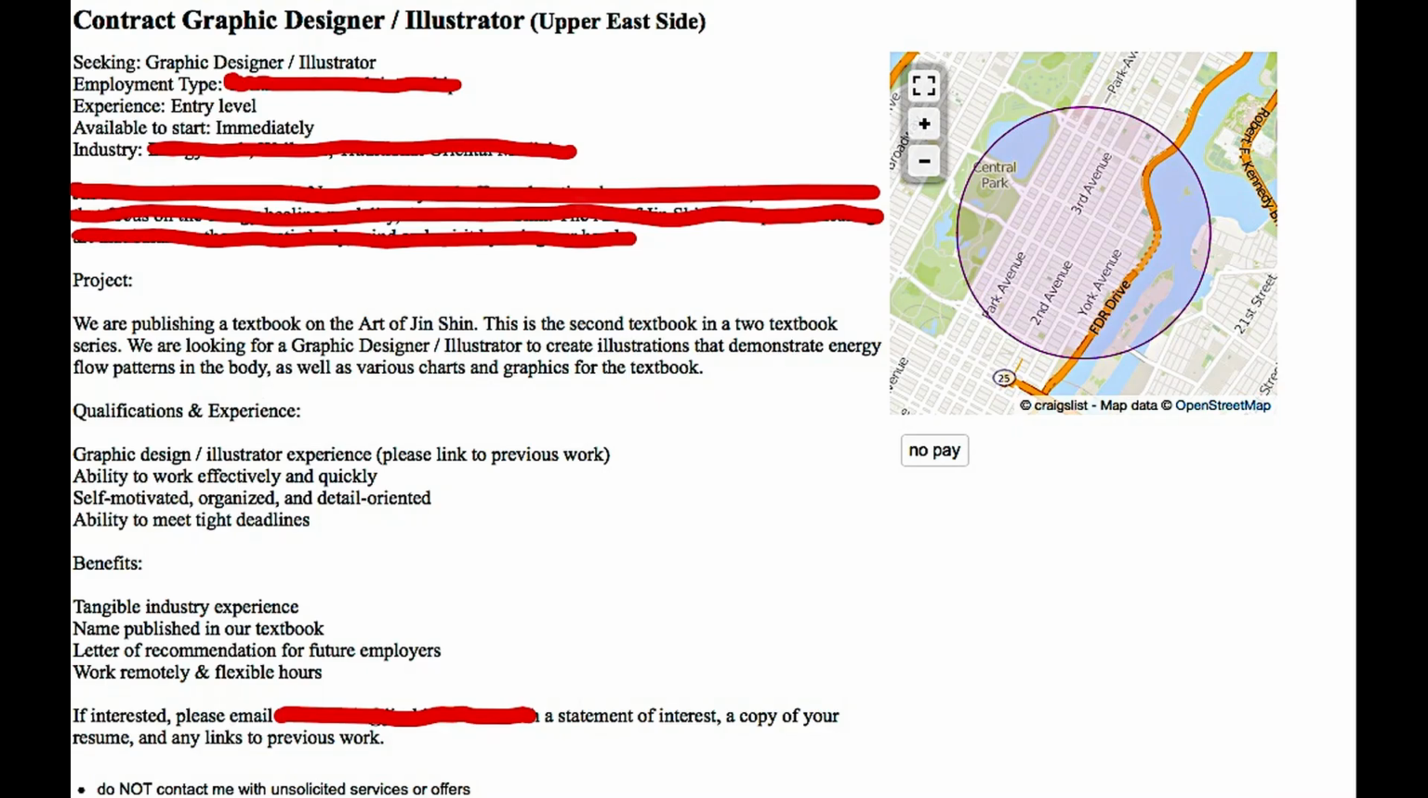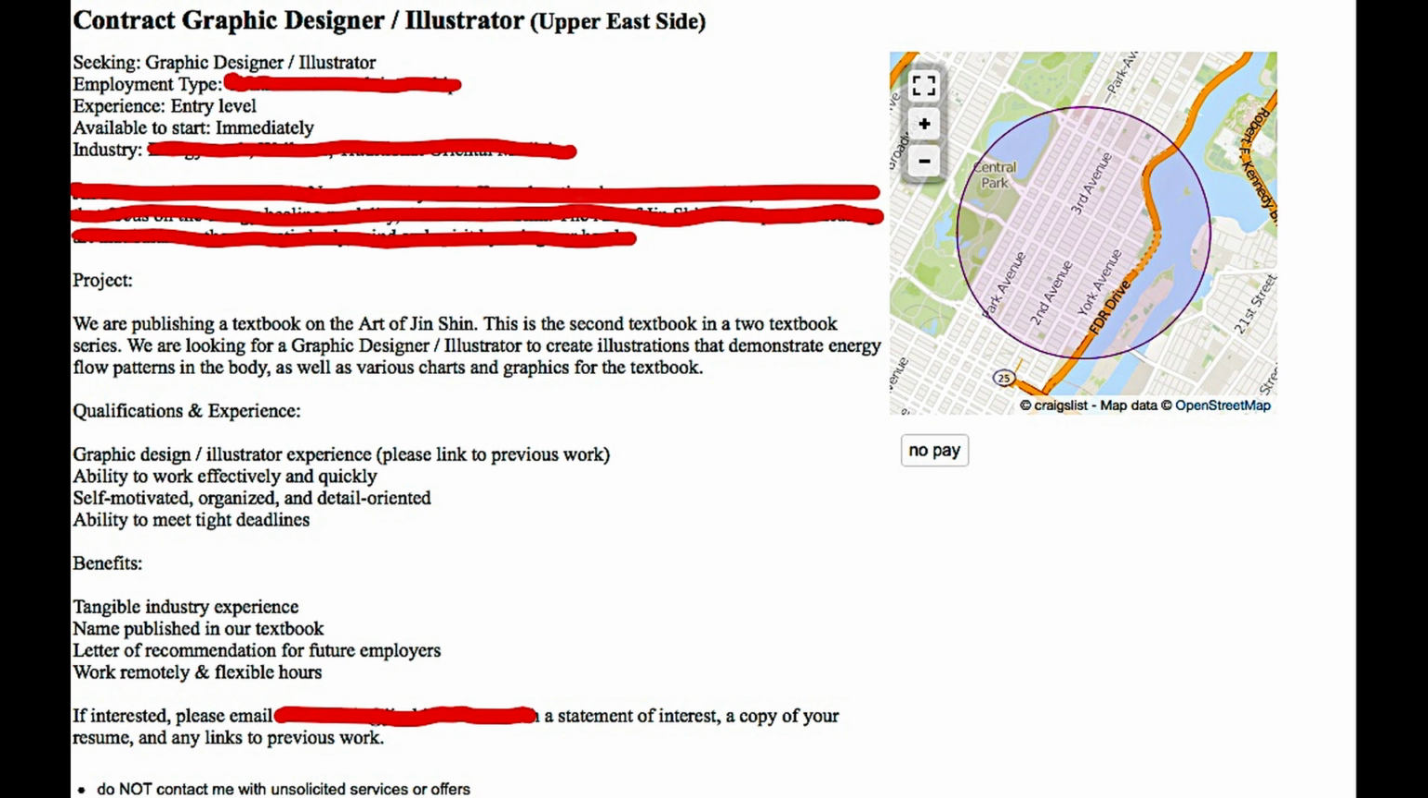So this one is from Craigslist, and the title, as you can see, says contract graphic designer / illustrator, Upper East Side. Coming down to the meat of the text: project, we are publishing a textbook on the art of Jin Shin, and I don't know if I'm butchering that. This is the second textbook in a two-textbook series. We're looking for a graphic designer / illustrator to create illustrations that demonstrate energy flow patterns in the body, as well as various charts and graphs for the textbook.